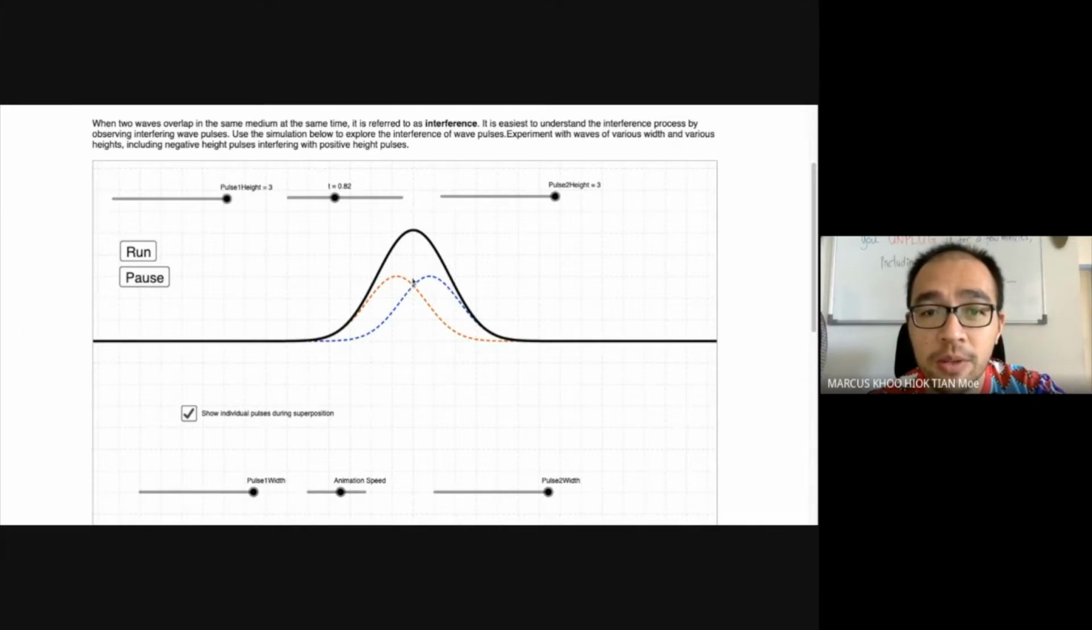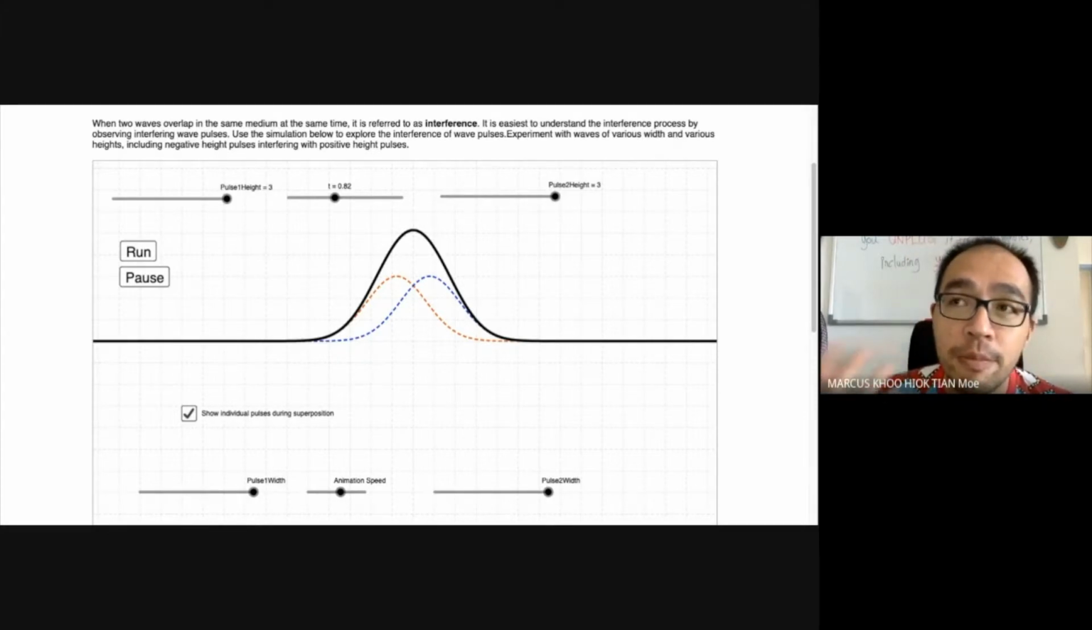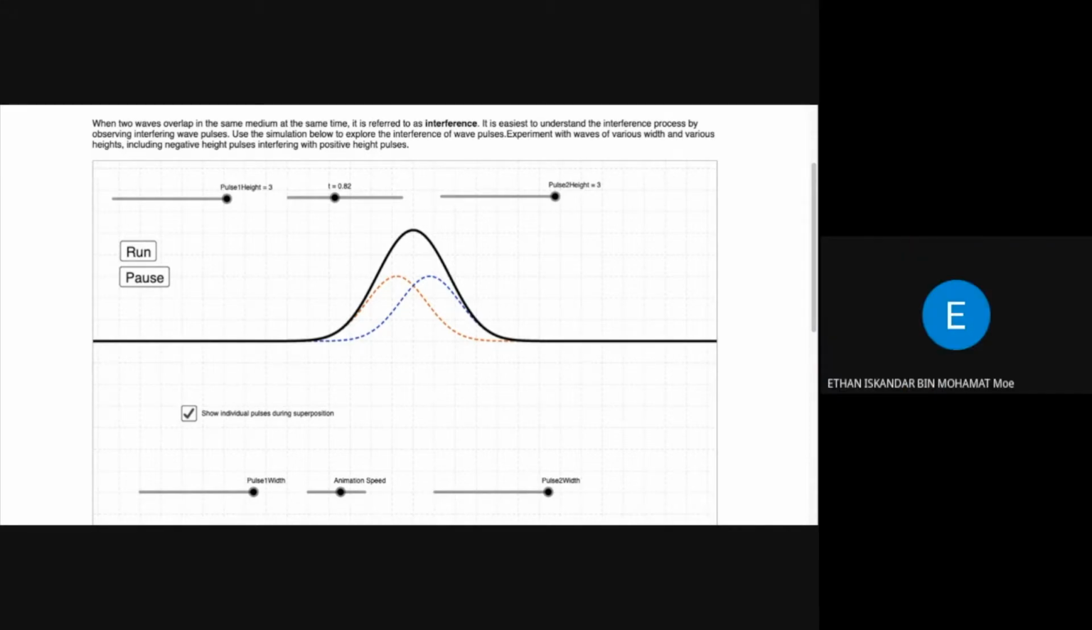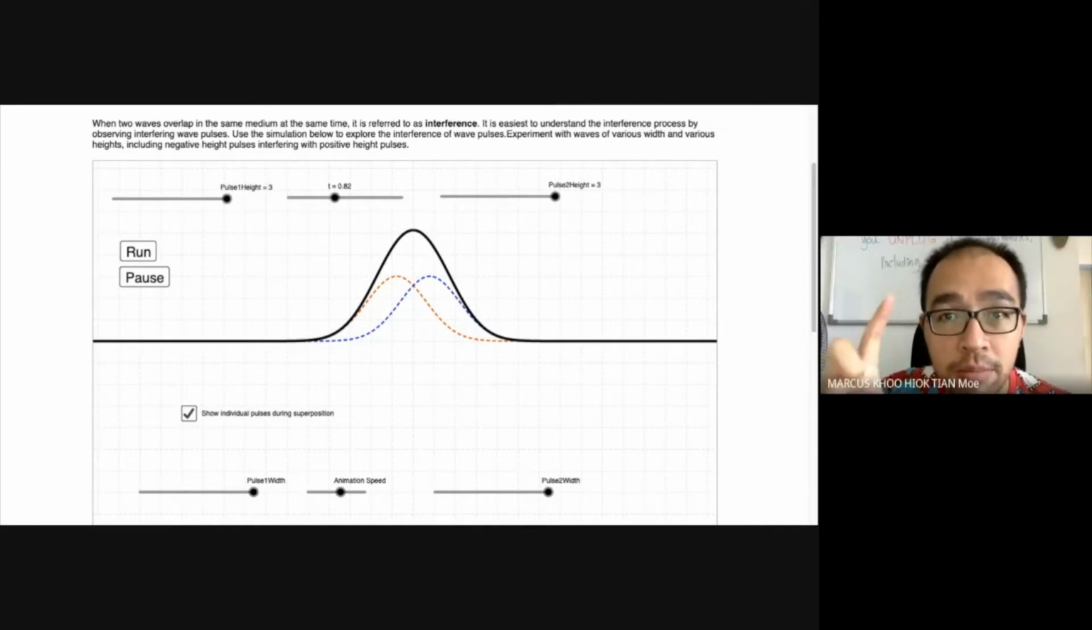The amplitude has become 1, 2, 3, 4, 5, and actually there's one more, there's 6 over here. But I'm pausing too fast. So how do you compare these two amplitudes? The amplitude when they meet is higher than when they are apart. Correct. That's a very important thing.